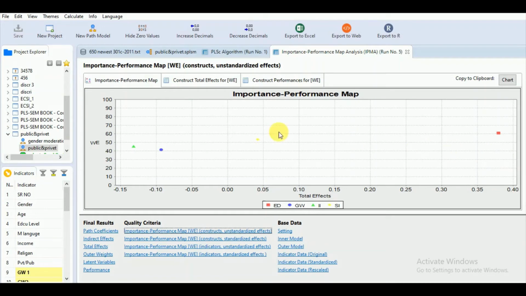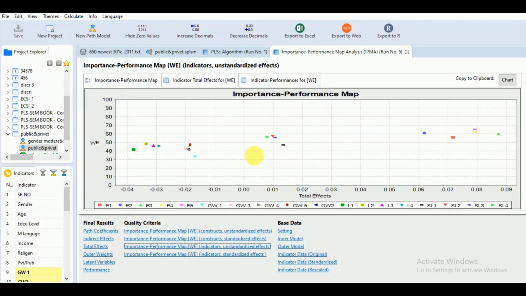And IPMA is particularly important when we are working on a multi-group analysis. Furthermore, we are also interested in the aspects of the constructs that are responsible for shaping the behavior of the target construct. So in that case, we can have the importance performance map at the indicator level also, in which the y-axis shows the mean value of the indicator, while the x-axis shows the total effect of the indicator on the target construct.